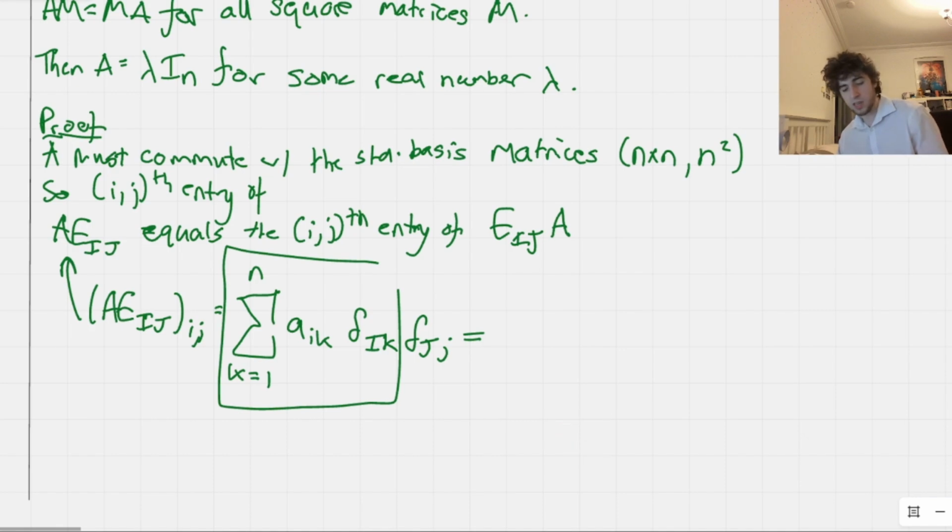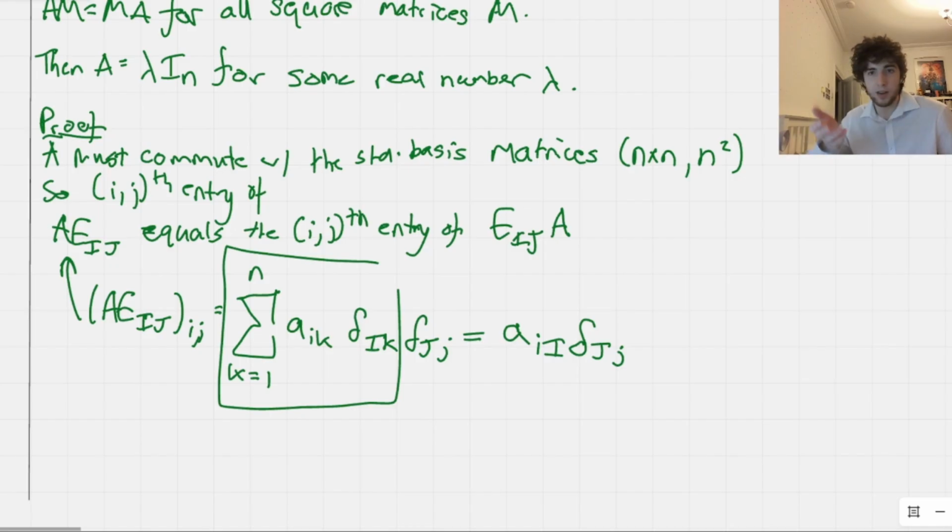So this is actually going to be equal to a_ii multiplied by delta_jj. That is what the ijth component of A multiplied by E_ij is equal to. That's the ijth component of that resultant matrix.